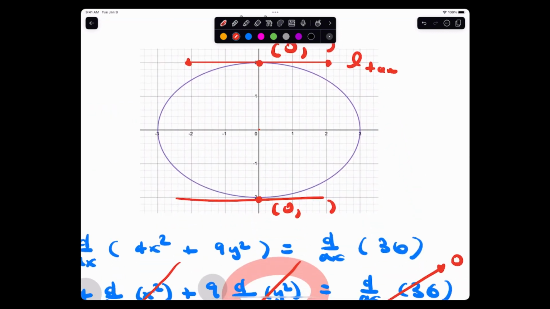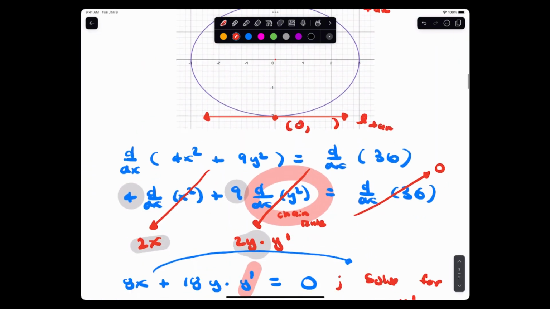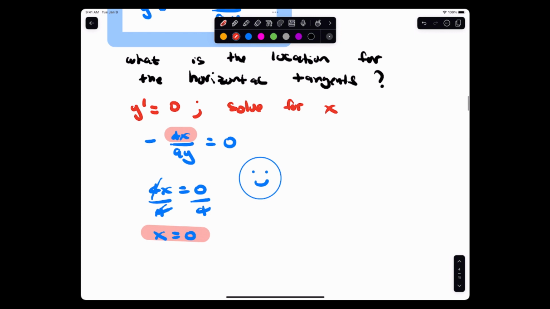Because this time, what did they ask us? They asked us for the location this time. What does that mean, location? They want to know the x and y coordinate values. The point. We only have the x value. It's 0. We need the y value now. Okay, because what did they say? They want the location. That's another way of saying what's the point.